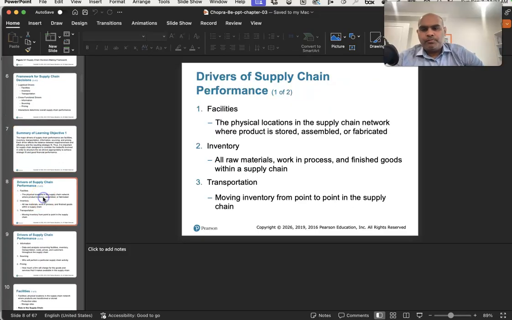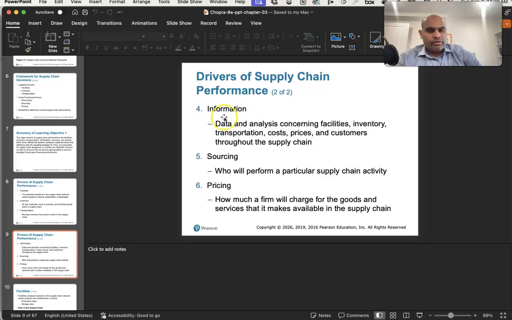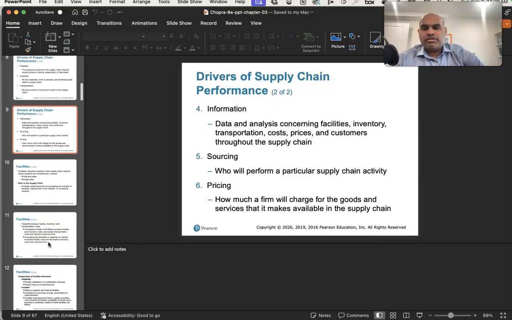Right. So let's begin with these logistical drivers first. And as you'll notice, as we go through the semester, we will talk about facilities, we'll talk about inventory, we'll talk a bit about transportation, right? We'll talk a bit about information, we'll talk about sourcing. Pricing is the one thing we will not be able to touch upon in this class, but otherwise we'll touch upon most of the drivers of supply chain performance.